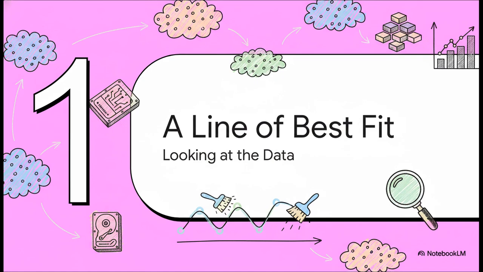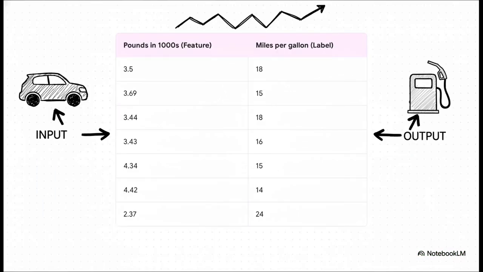All right, first things first. Before you can do anything in machine learning, you need data. It all starts with the information you already have. So here's a little snapshot of our data. On the left, you've got the car's weight. In the world of machine learning, we call this the feature. That's our input. And on the right, you've got the miles per gallon, which we call the label. That's the thing we're trying to predict.